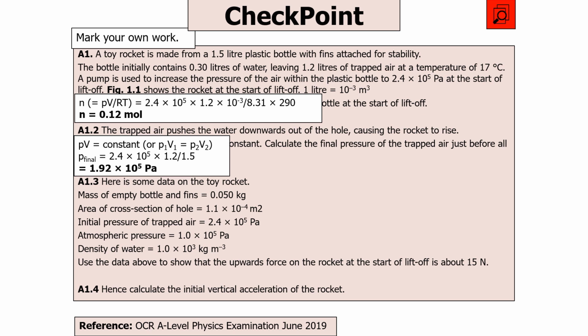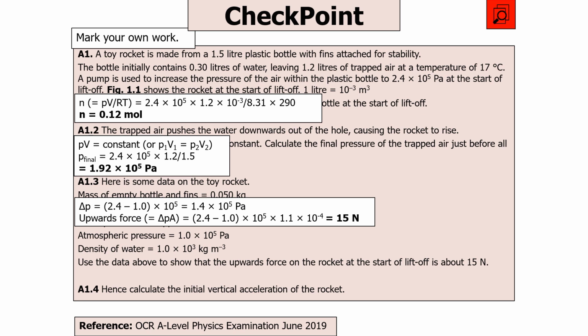Now also we know that the change in pressure is going to be equal to 2.4 times 10 to the 5 minus 1 times 10 to the 5, so it's 1.4 times 10 to the 5 pascals from the information given. We know that force is equal to the change in pressure times the area, because pressure equals force over area. So you can work that through. You've got the area, so you get 15 newtons.